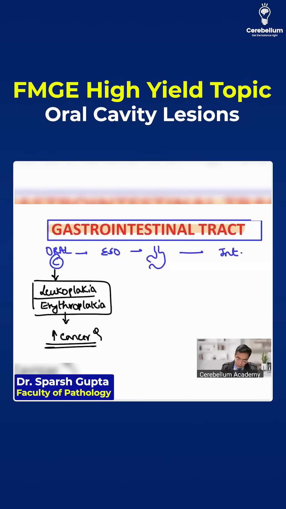Now, between leukoplakia and erythroplakia, the more dangerous condition that you need to remember is erythroplakia. You can easily remember this fact: whenever there is a danger sign, it is indicated with a red color. So erythroplakia is more dangerous.